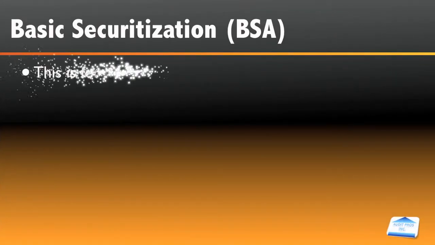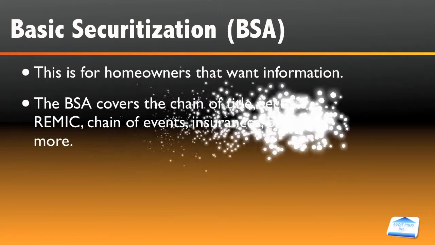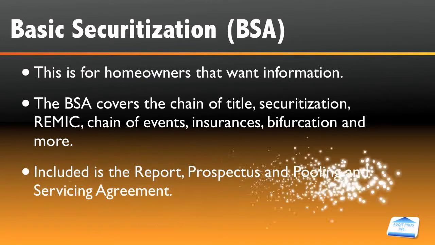Now, the basic securitization audit is really designed for information only. Something that you're not going to use in a hearing or a trial. Maybe it can help you negotiate with your bank or servicer. It's a possibility. Now, this covers the chain of title, obviously securitization, REMIC, which is the real estate mortgage investment conduit, the chain of events, any possible cross-collateralization insurance that could be found in the PSA, the pooling and servicing agreement, bifurcation, which is the separation of your mortgage and your note. They're supposed to stay together, and more.